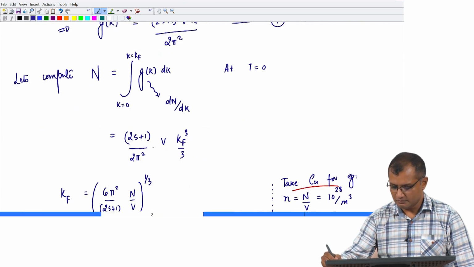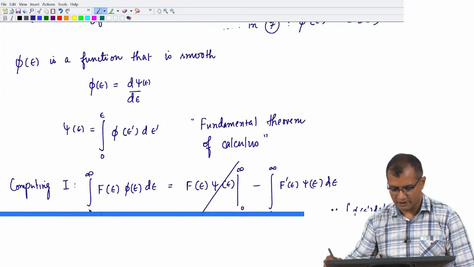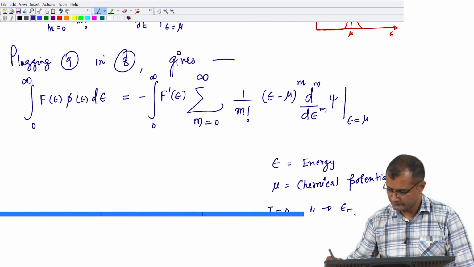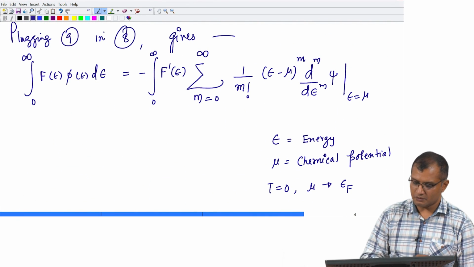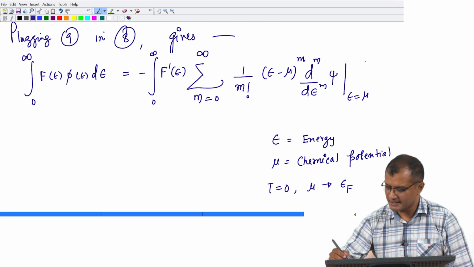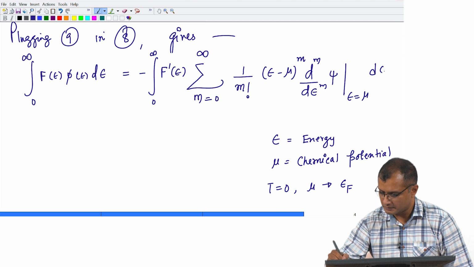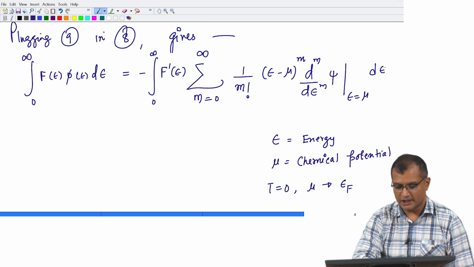Now, let us get down to what we were evaluating. So, now you can see that there are a couple of things I can do with my integral.